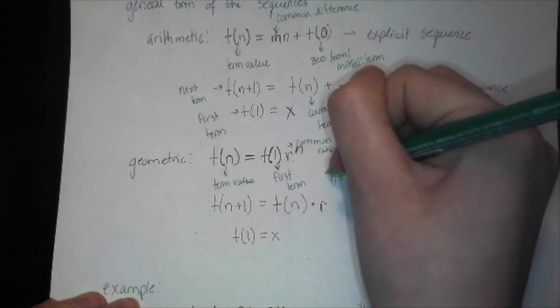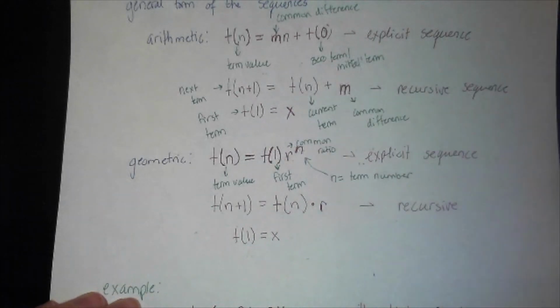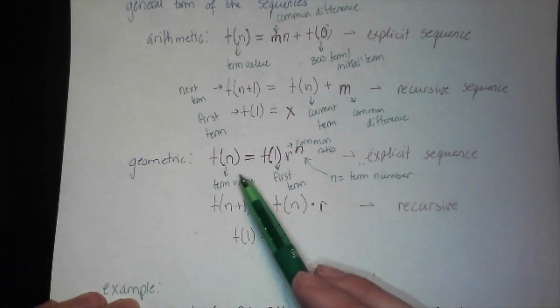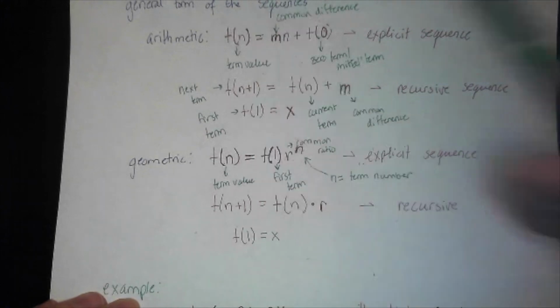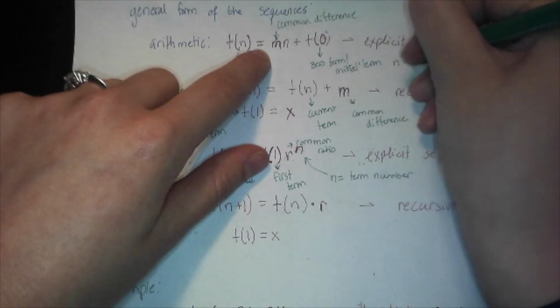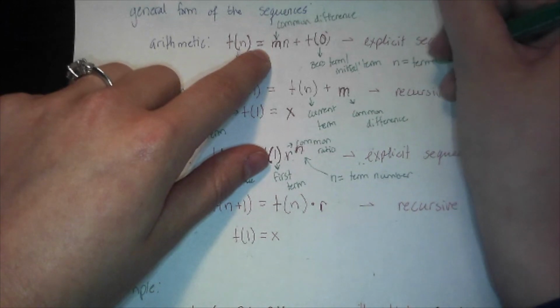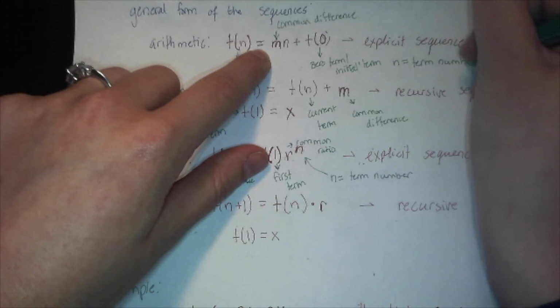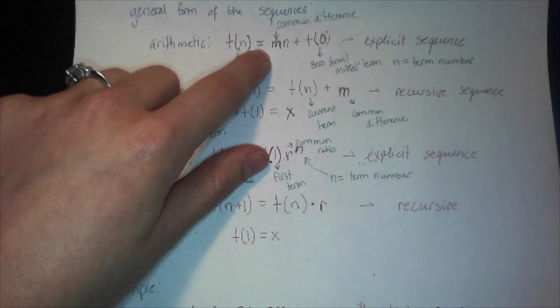I'm going to write that down here so we can see it, but I'll draw an arrow to it. And n here in the geometric sequence is actually the same as it is in our arithmetic sequence. I just forgot to define it. So n still equals our term number.